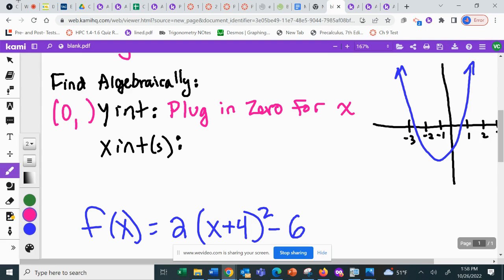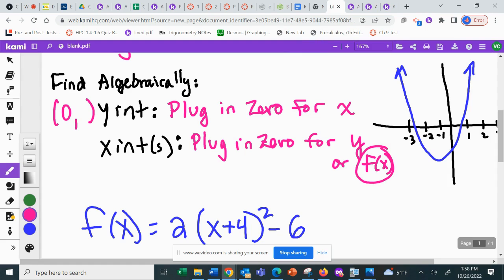To find the x-intercepts, we plug in 0 where? For y. But what if there is no y? Like, what if there's an f of x, like in my blue example? So you would make the whole thing 0 if there's an f of x, because that is y. And your answers will look like something, comma 0. The y value is 0.